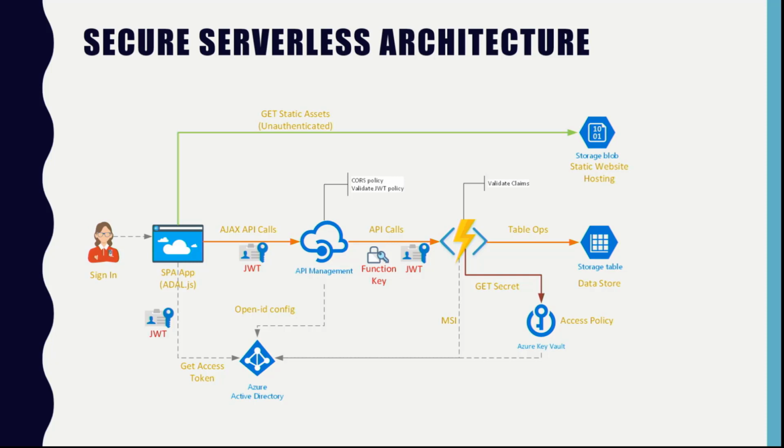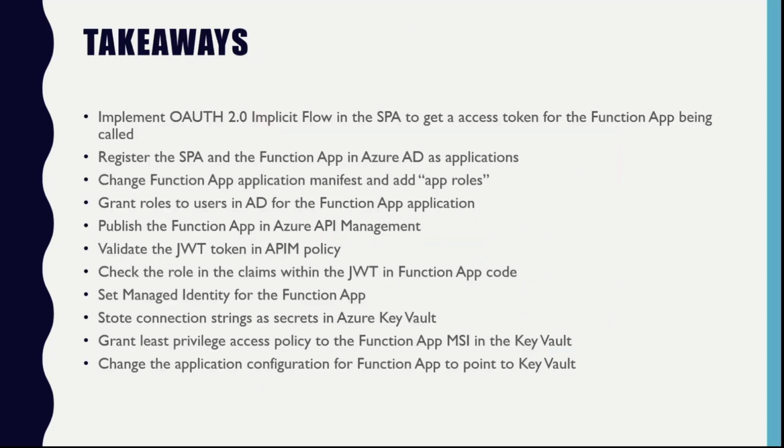This is what our architecture looks like, very, very simple. It kind of shows where things are, what things are flowing, what's happening at each point, and there's this key vault with the access policy and things like that. So key takeaways would be, implement OAuth implicit flow in the SPA to get the access token, and this you can actually do with any other provider like Auth0 or Okta or whatever. So this was an example for Azure, but same principle really applies.